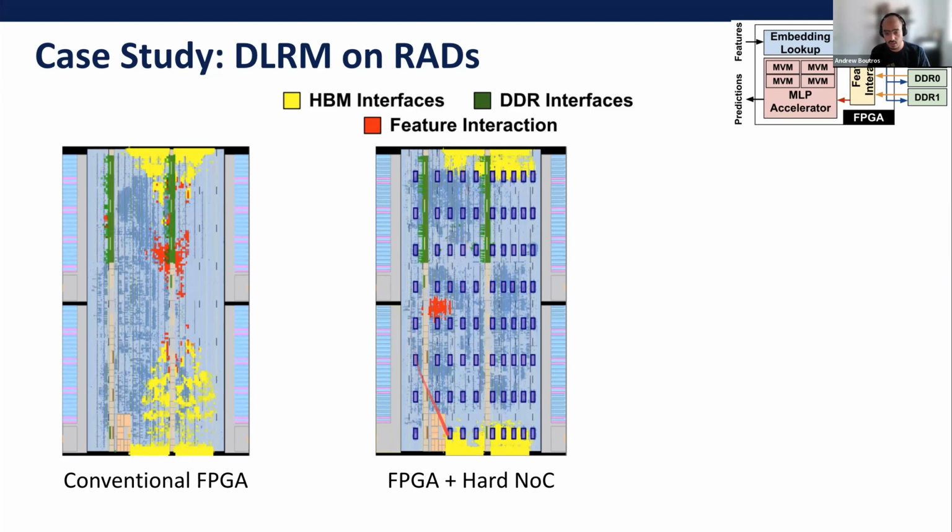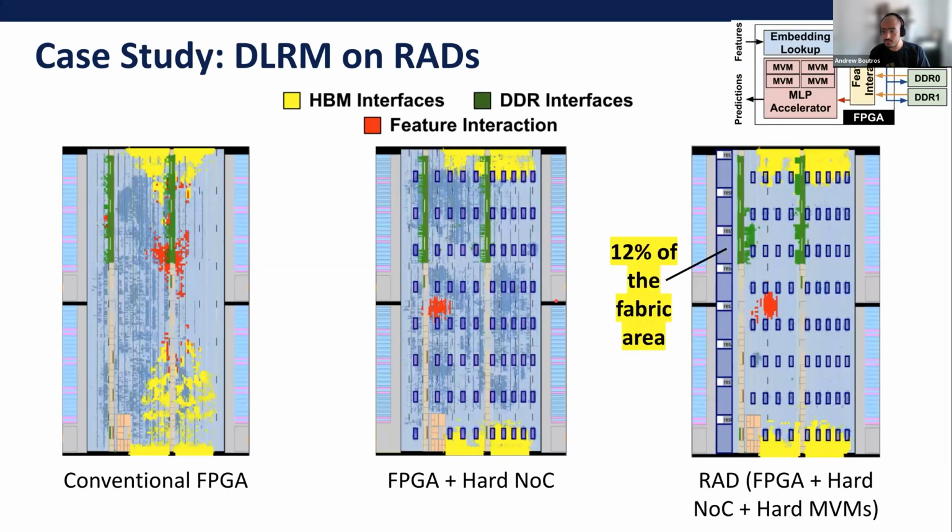But then a lot of the soft logic is still used by the matrix vector multipliers or the MLP accelerator. So we try a third option, which is what if we move to a RAD instead of an FPGA? We dedicate about 12% of the fabric area, which corresponds to a column of clock regions, to harden matrix vector multiplication engines. And the communication between the rest of the modules and those engines can happen only over the NoC, which mimics a RAD device similar to what I was explaining at the beginning.